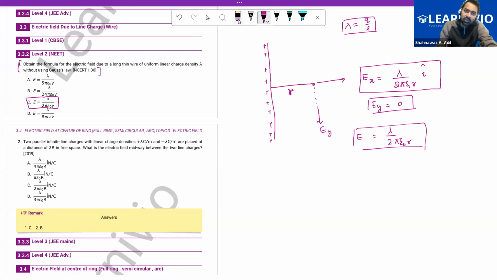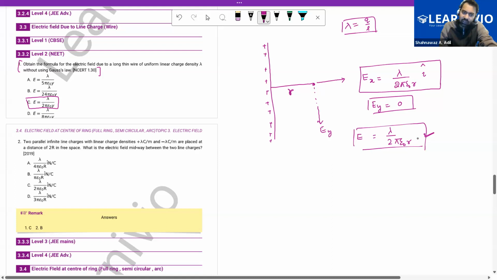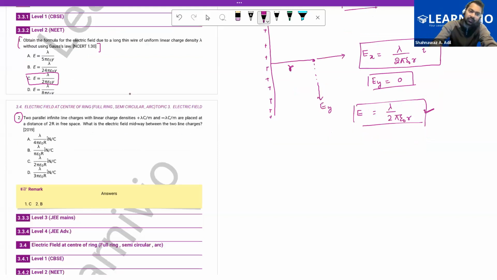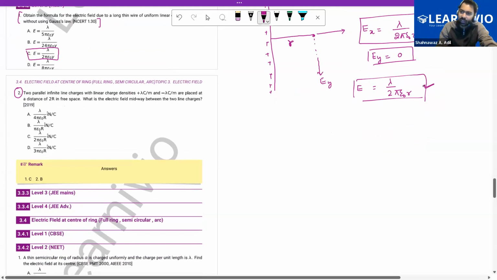So now using this idea, we have this question. Two parallel infinite line charges with linear charge density lambda and minus lambda are placed at a distance of 2r in free space. So we have to remember this thing only.